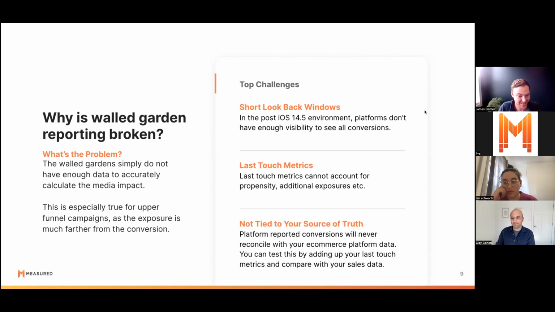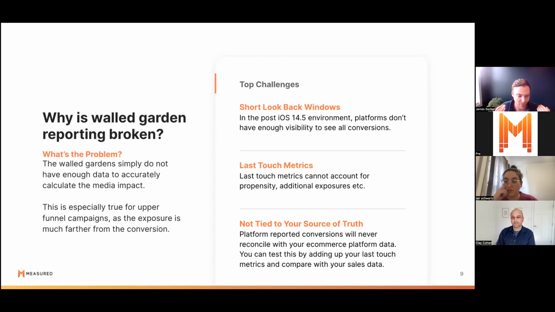Last touch metrics also have become, in general, much less reliable. You used to, as I mentioned, be able to say fairly with confidence that everything is being over-reported. That's no longer the case. You might even find that within a single tactic, like Facebook prospecting, over time, maybe they were underreporting and then they start overreporting, and it could go back and forth. There are a lot of dynamics in place.